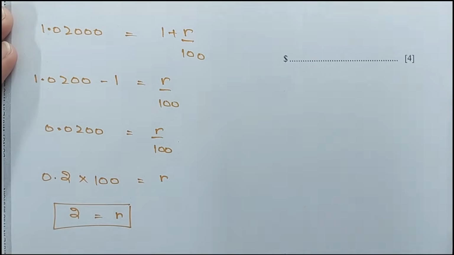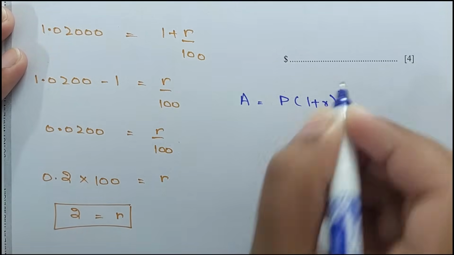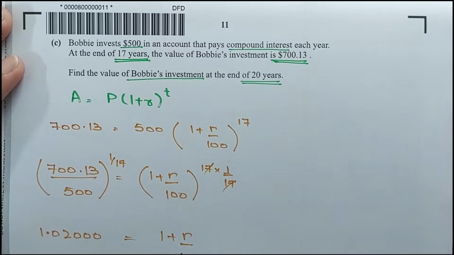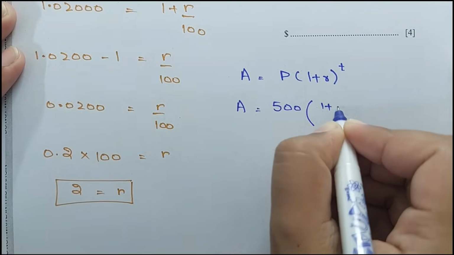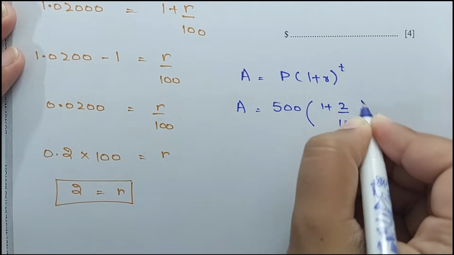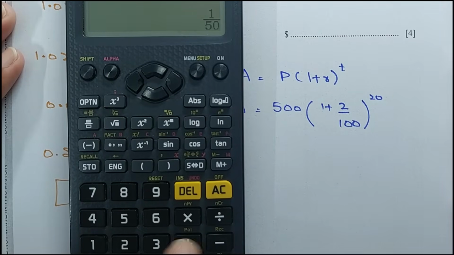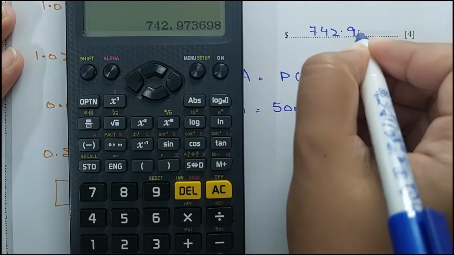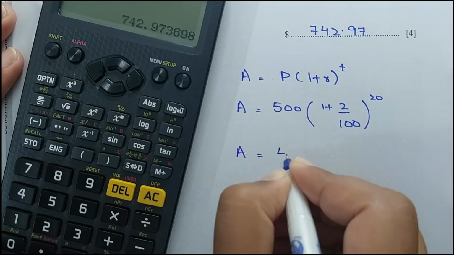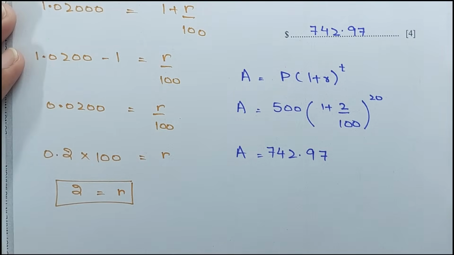Now once we have the r value, we can easily substitute it into the formula. A equals P into (1 plus r over 100) to the power t. We need to find the value of the investment by the end of 20 years, meaning the amount we need to calculate. The investment stays the same, which is 500, the interest rate is 2%, and the number of years is 20. So 2 divided by 100, add 1, the whole to the power 20, and multiply by 500. That is $742.97. This is the amount by the end of 20 years.